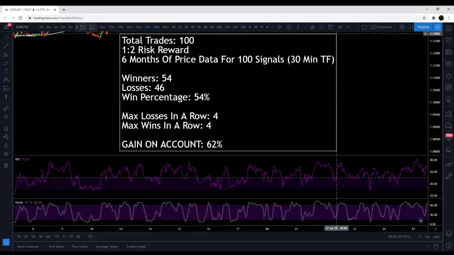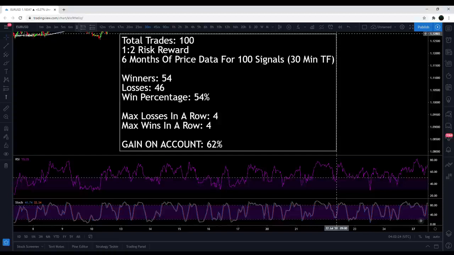100 total trades with a 1-to-2 risk-reward ratio, which took 6 months of price data to find the 100 signals on a 30-minute chart. There were 54 winners, 46 losses, win percentage 54%. Fantastic for a 1-to-2 risk-reward ratio, and the best by a good margin shown on this channel so far.